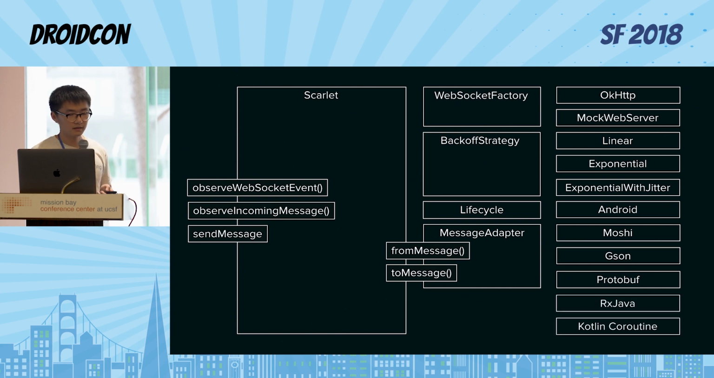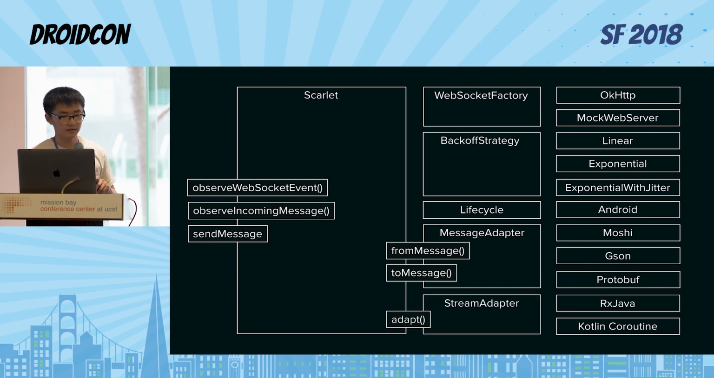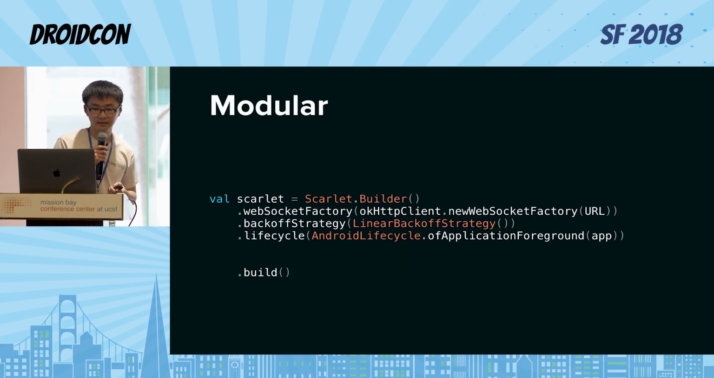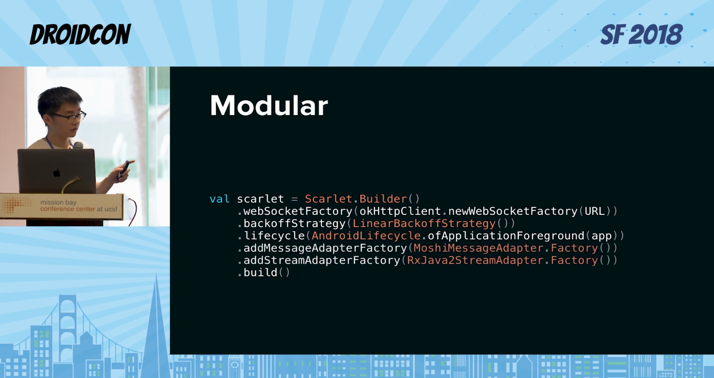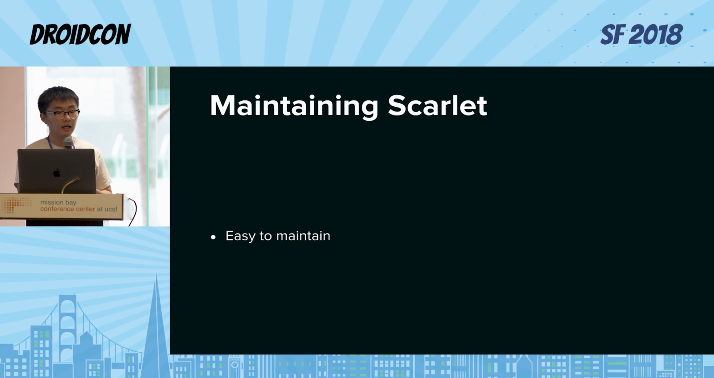As we saw in the previous example, Scarlet supports Flowable from RxJava. It also supports coroutines, and this is done through stream adapters, which enable Scarlet to support any asynchronous abstraction that you prefer. And Scarlet is able to support these behaviors without any code dependencies on those libraries because it uses them as plugins. Okay. So how do you customize message adapters and stream adapters? All you need to do is to add them to the Scarlet builder.